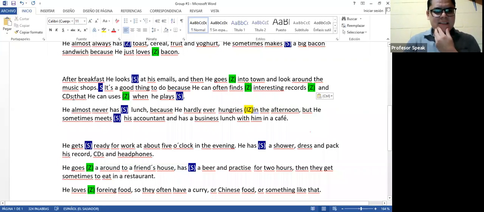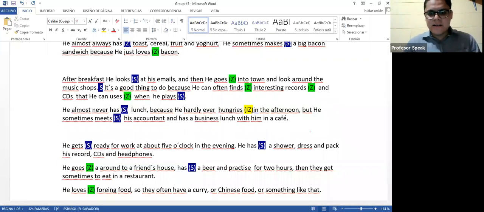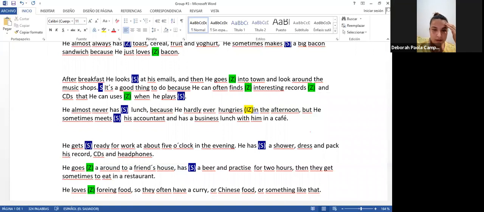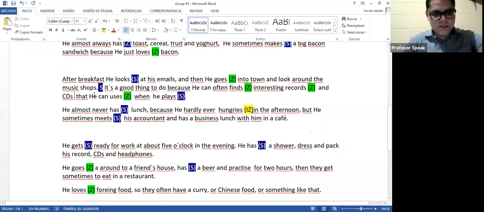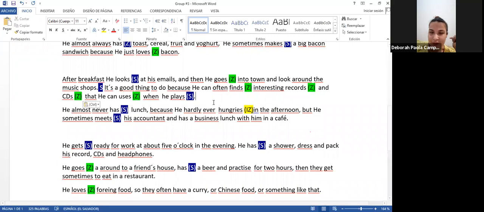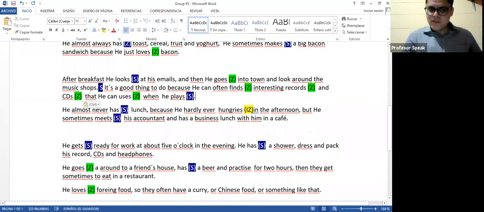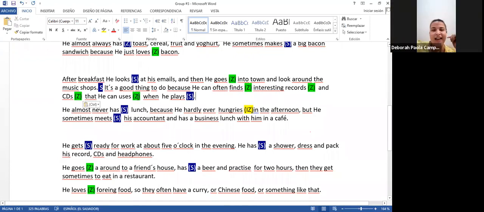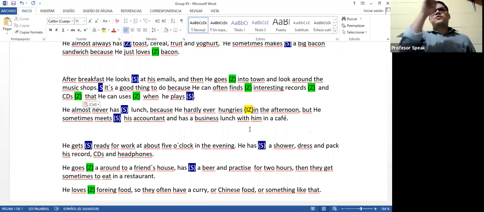What about CDs? Voiced sound, CD, the same one. All right. Okay, continue reading, please. That he can uses. Uses. Both in use, uses. You add an extra syllable. Yes, uses.